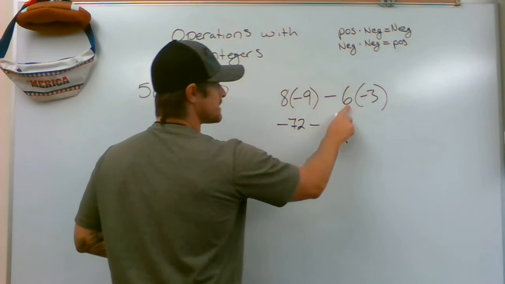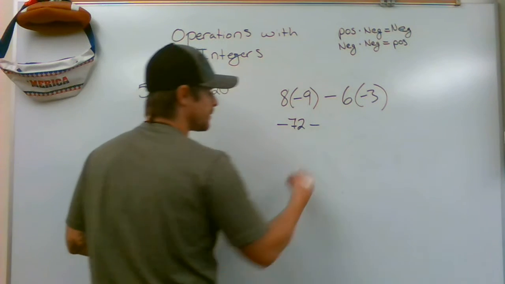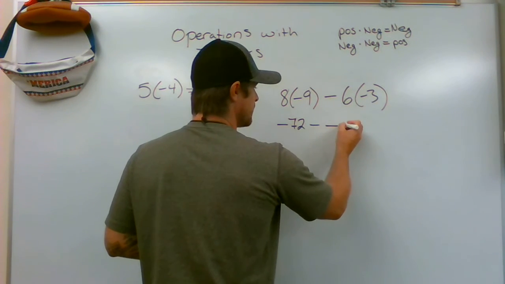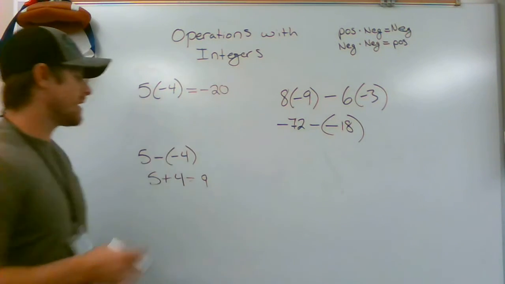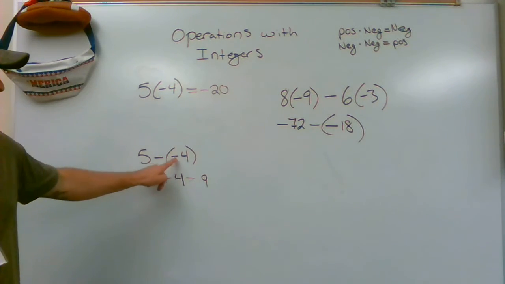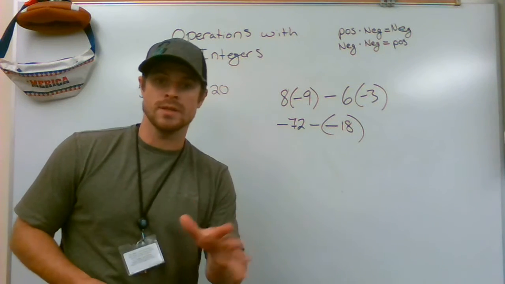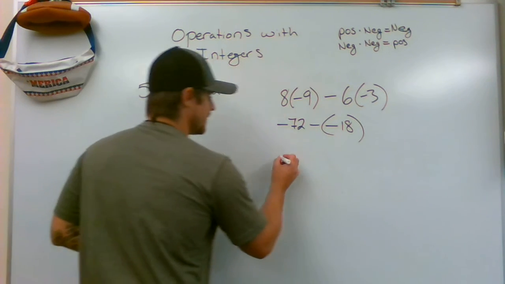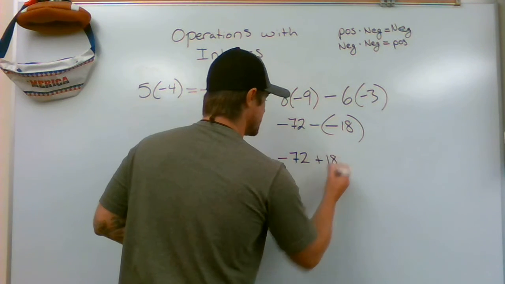Minus 6 times -3. 6 times -3 is going to come out as -18. So back to that rule where we're subtracting a negative value, what I'm really doing is adding. So I'm going to get -72 plus 18.